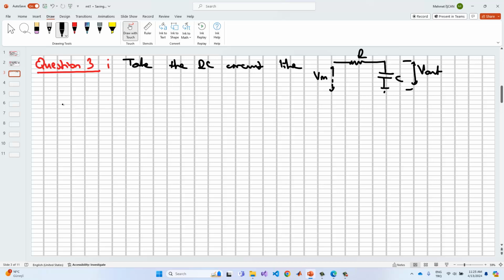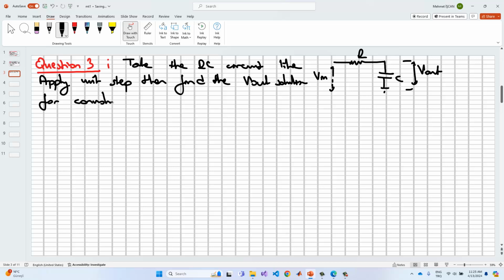Okay, and apply this signal to the unit step, and then find the V out solution for the convolution integral. Okay, the solution can be given in here.